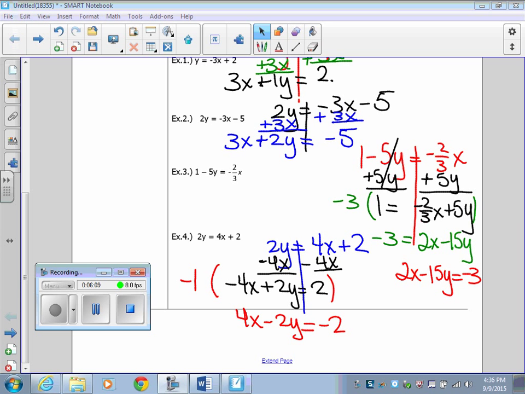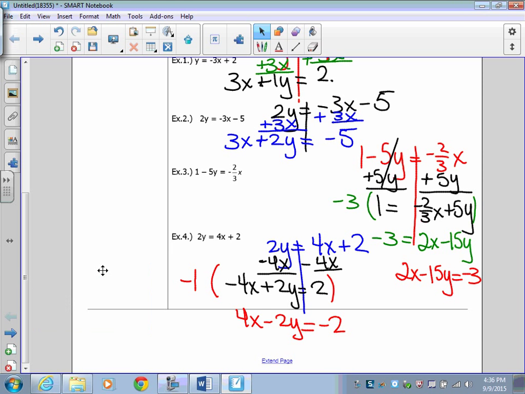Example number 3. 1 minus 5y equals -2/3 x. Now remember, we have to have our x and our y on the same side. In this particular case, our x is on side B. So I'm going to move my -5y to side B. How do I do that? I do the opposite of -5y, which gives me a positive 5y. So remember, what you do to side A, you have to do to side B.